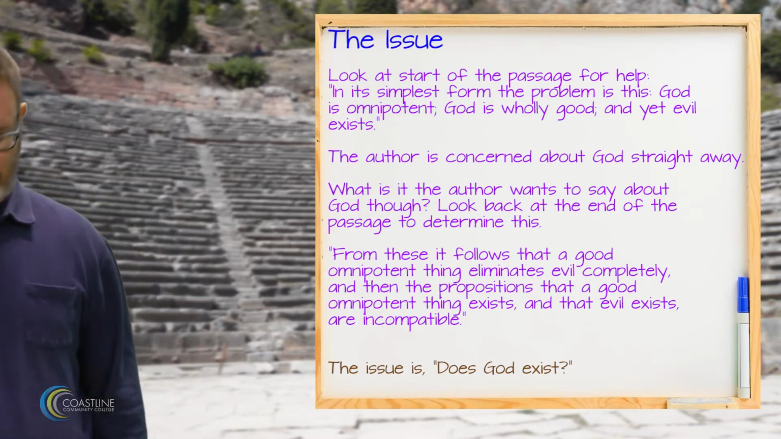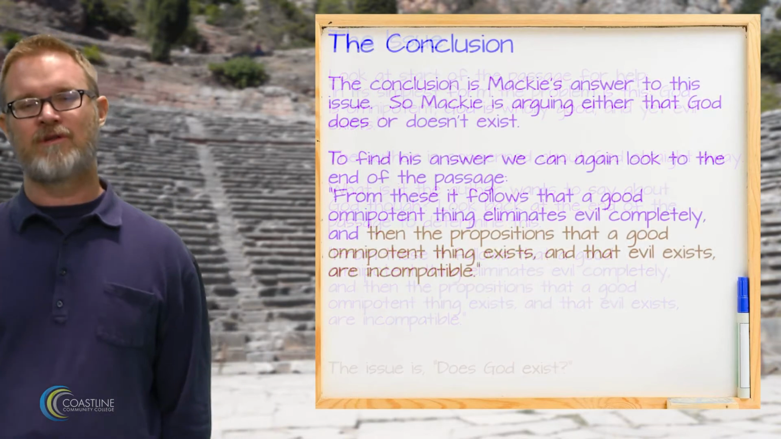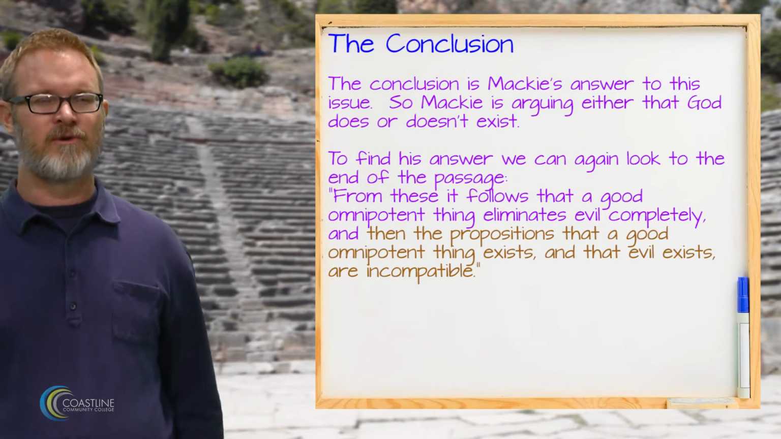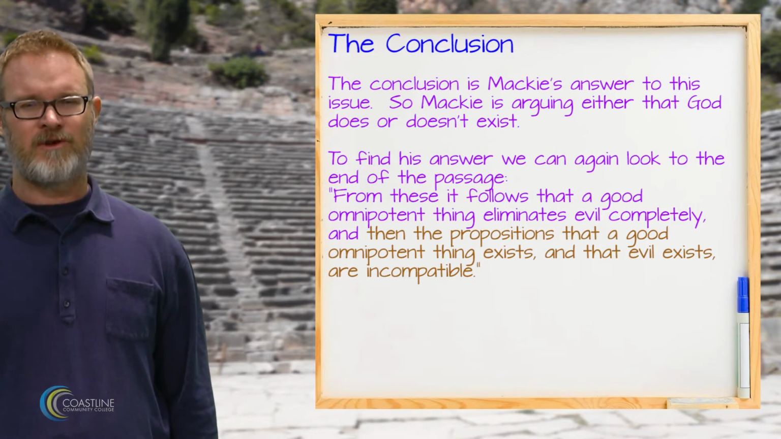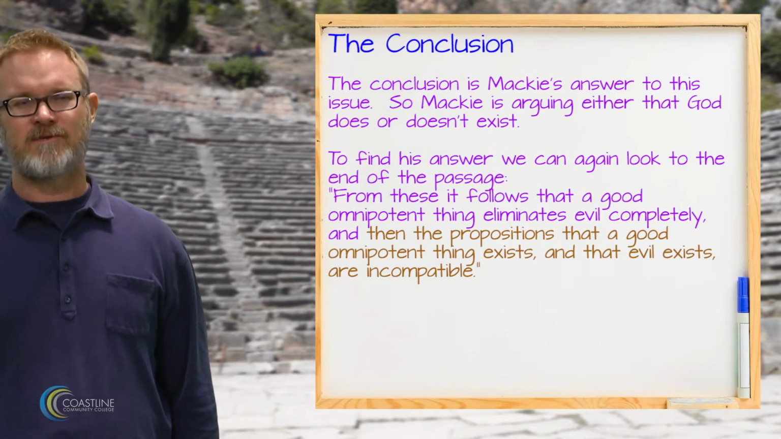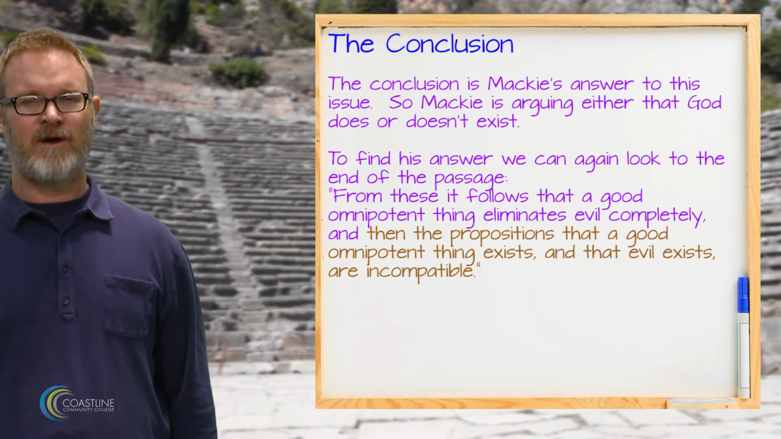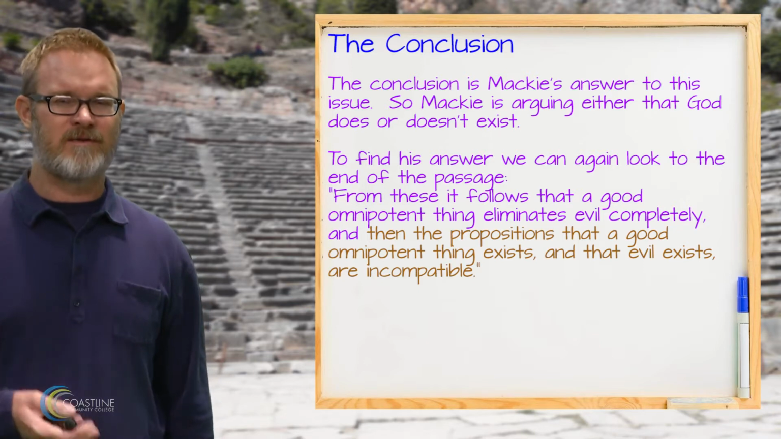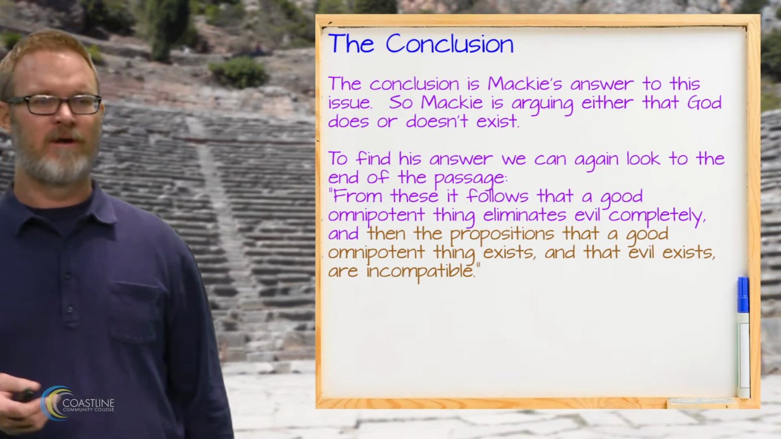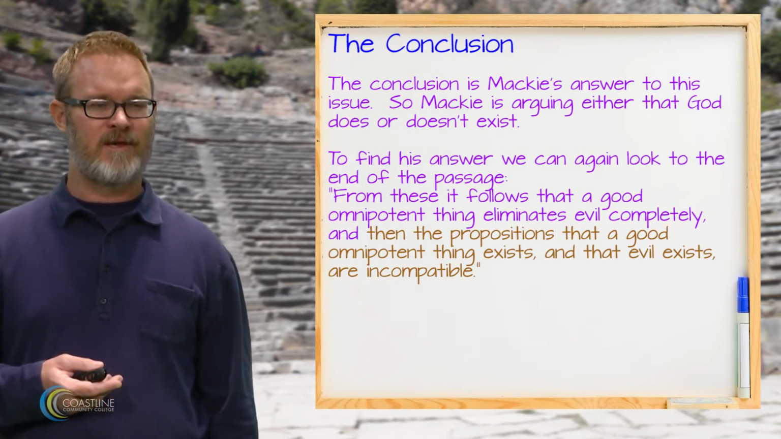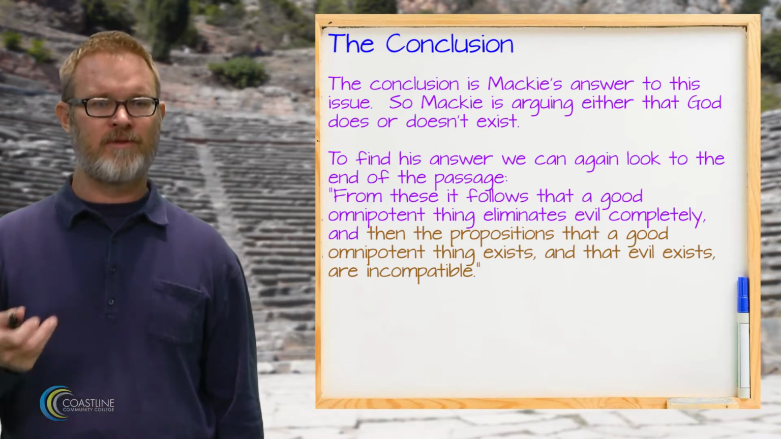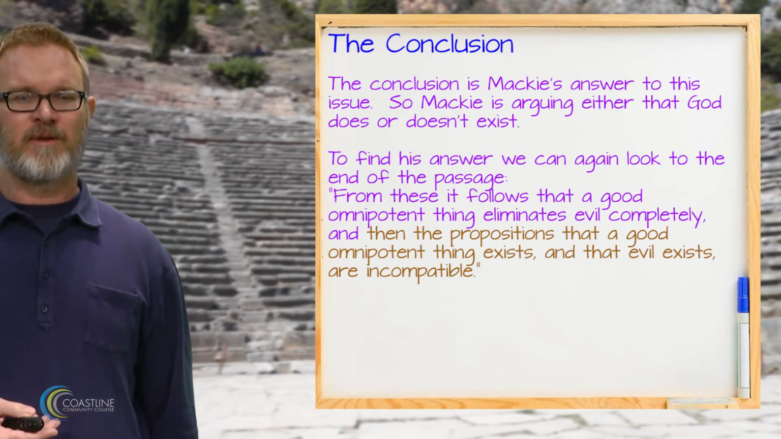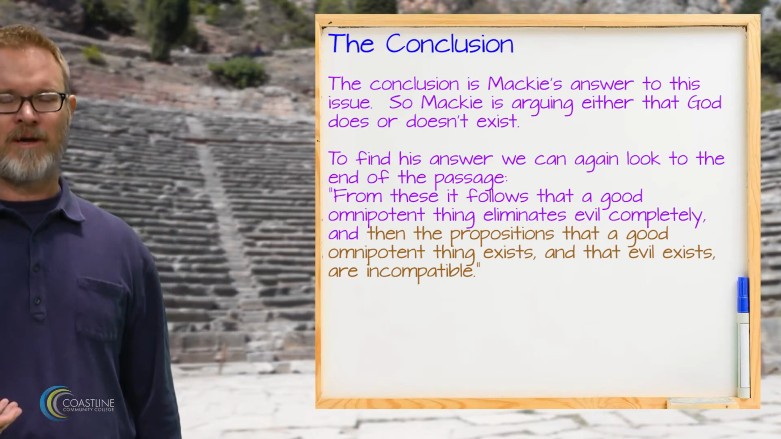Okay, so then to our next step, which is to find the conclusion of the argument. And of course, the conclusion of the argument is just an answer to the issue. So here the conclusion is going to be either that yes, God does exist, or no, God does not exist, right? Now again, that very last sentence of the passage where Mackey says, from these it follows that a good omnipotent thing eliminates evil completely, and then the propositions that a good omnipotent thing exists and that evil exists are incompatible.